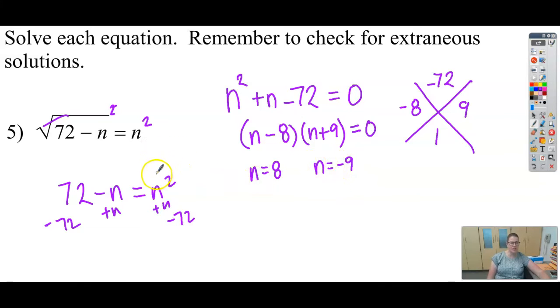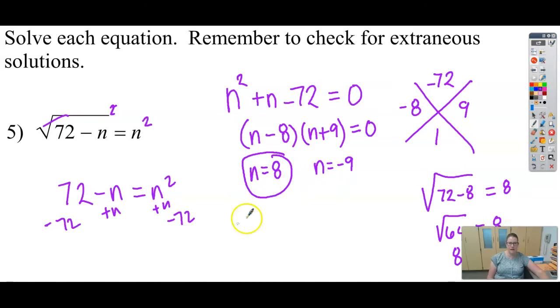Now we need to check them and make sure that they actually pan out. So if I put 8 in there, 72 minus 8 equals 8. 72 minus 8 is equal to 64. And the square root of 64 indeed is 8. So that one checks out. That one's a good one.